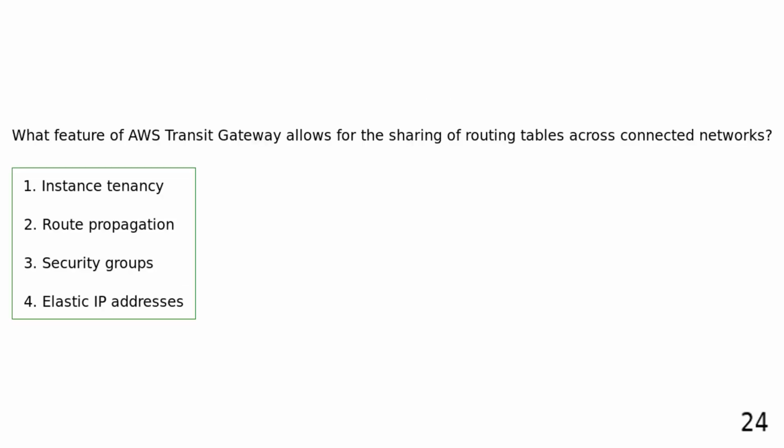What feature of AWS Transit Gateway allows for the sharing of routing tables across connected networks? Instance tenancy. Route propagation. Security groups. Elastic IP addresses. AWS Transit Gateway allows for the sharing of routing tables across connected networks through route propagation, making it easier to manage and scale large networks.